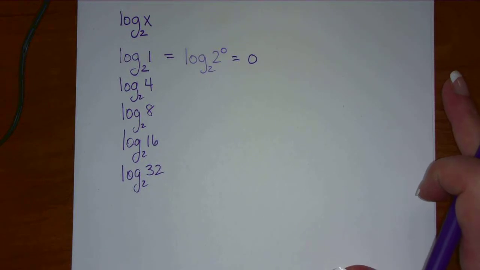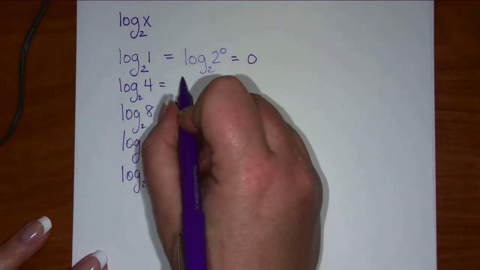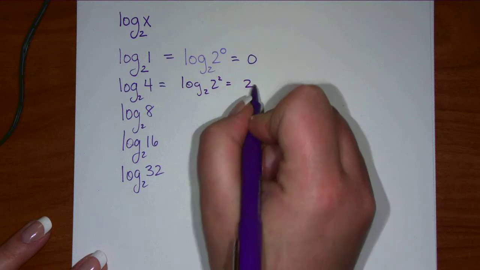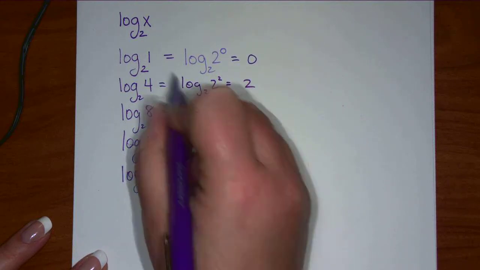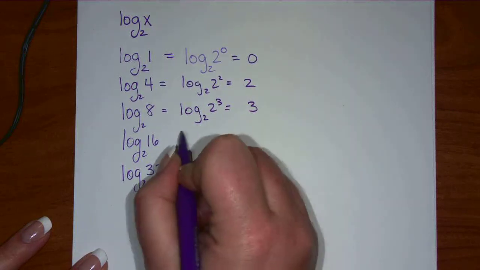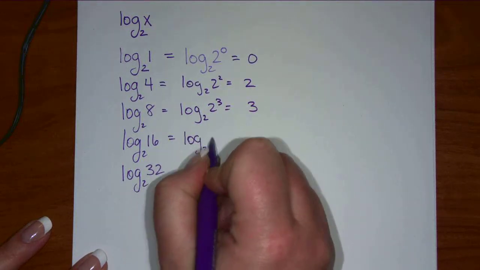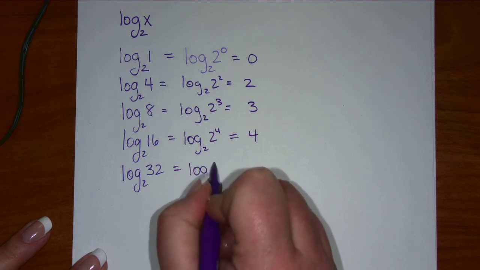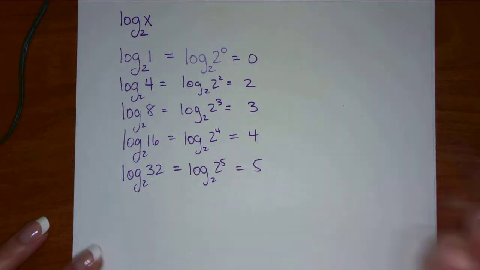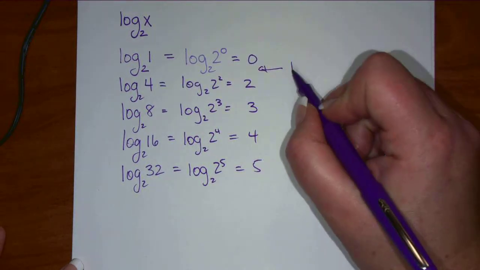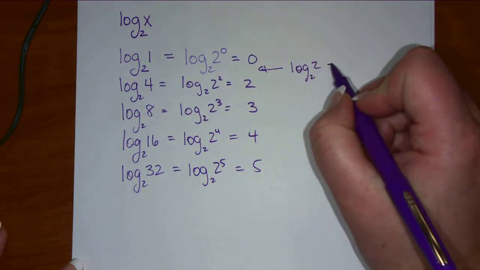What would this one be? 2 squared. Oh, I missed one. I meant to go in order. 2 cubed, 3. 2 to the 4, 2 to the 5. They work out nice. And what, I'm missing the 1. What would the 1 be? Log base 2 of 2 is 1. Right, I skipped that by mistake.